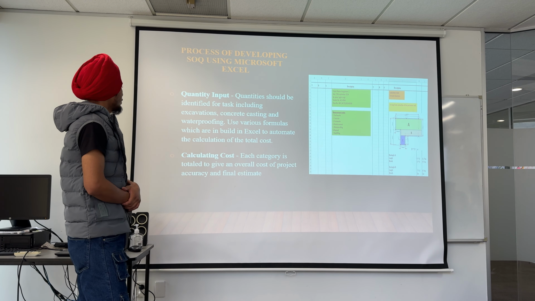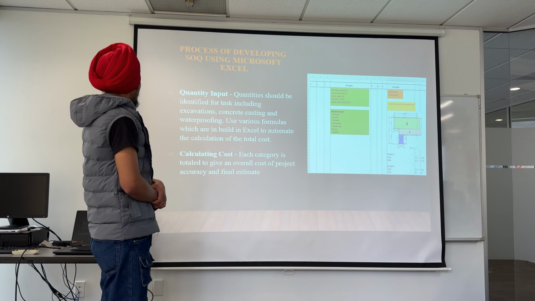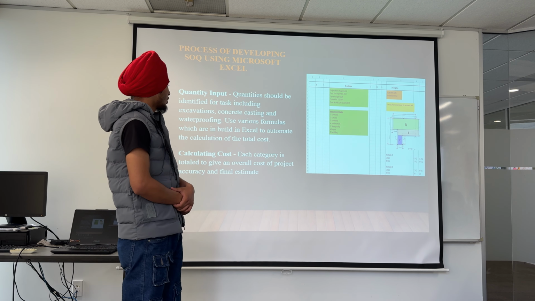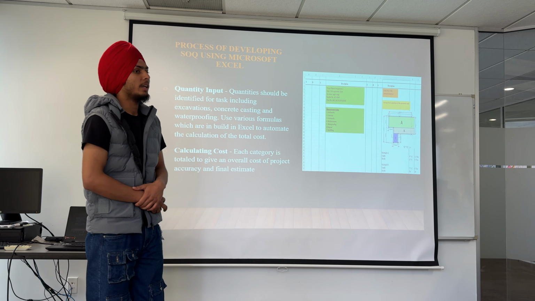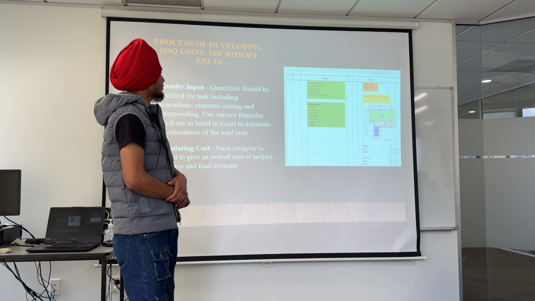So the fourth one is calculating cost. Each category is totaled to give an overall cost of the project, accuracy, and final estimate.